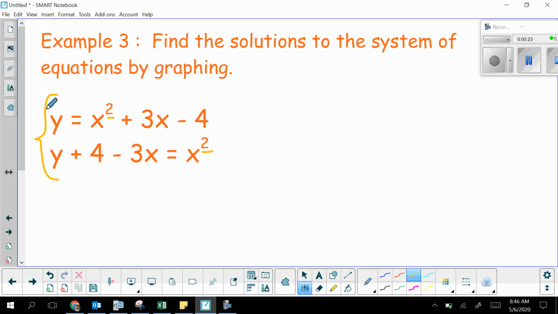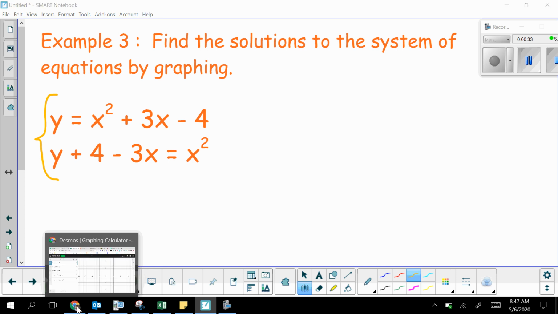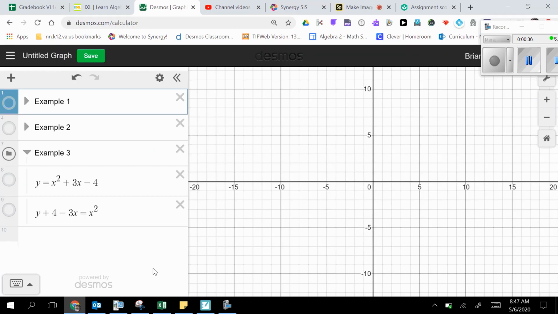Our first equation is in y equals format. It's actually in standard form. But our second equation is not. Once again, with Desmos, that doesn't matter. We can go ahead and graph it anyways. And when we graph these, we're going to end up seeing something a little bit interesting.